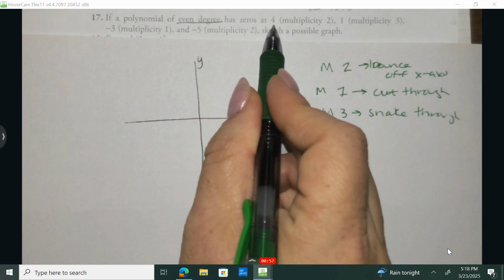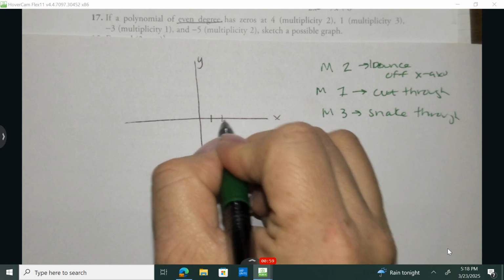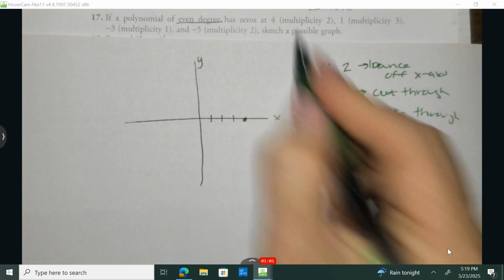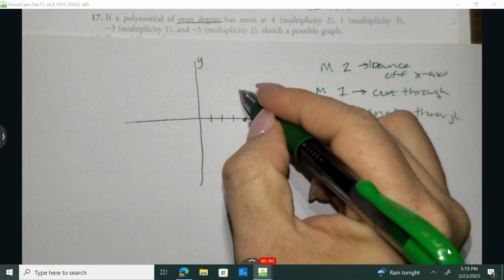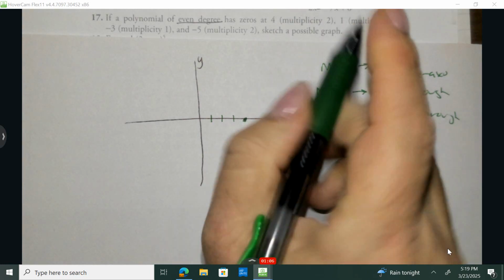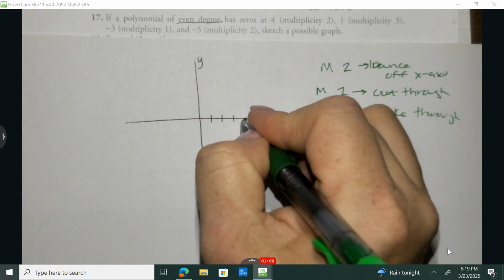So we have a zero at 4, so 1, 2, 3, 4, which has a multiplicity of 2. So I can either choose to bounce off going up or to bounce off going down, because it's just a possibility. So I'm going to bounce off going down.